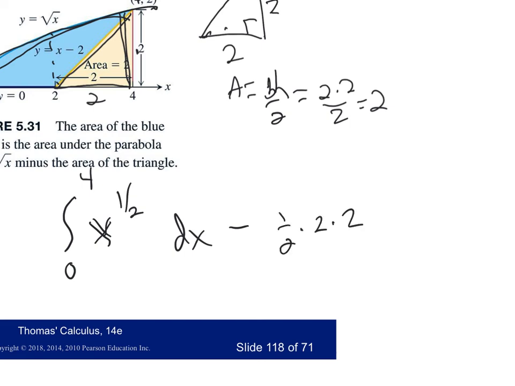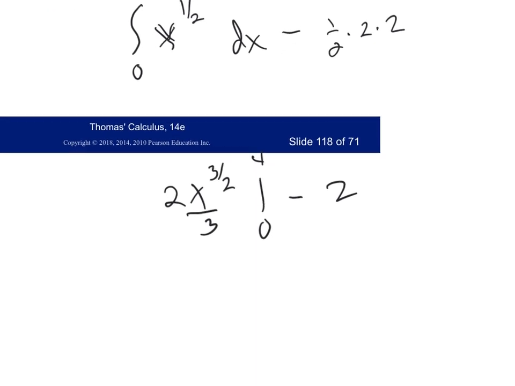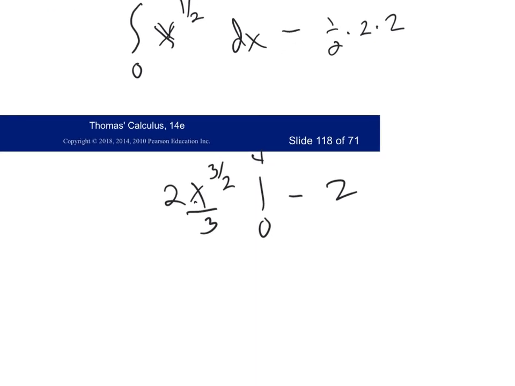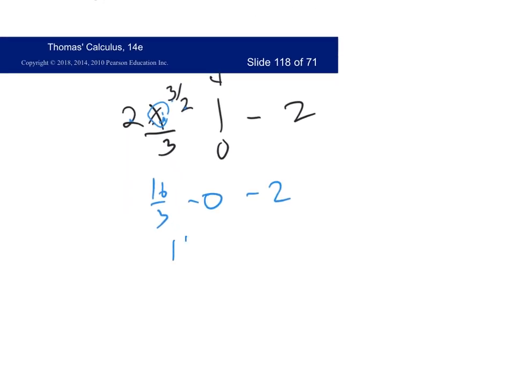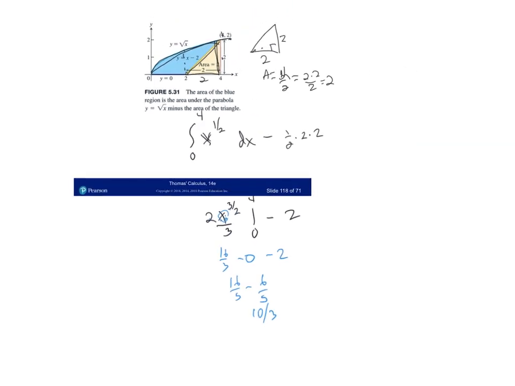So let's try that. That's going to give me x to the 3/2 divided by 3/2 from 0 to 4 minus the 2. Plug in the 4. We've done that number before already. If you plug in a 4 there, the square root of 4 is 2. 2 to the third is 8. 8 times 2 is 16. 16/3 minus the 0 minus the 2. 16/3 minus 6/3. Lo and behold, 10/3. Wow, there's more than one way to skin a cat.